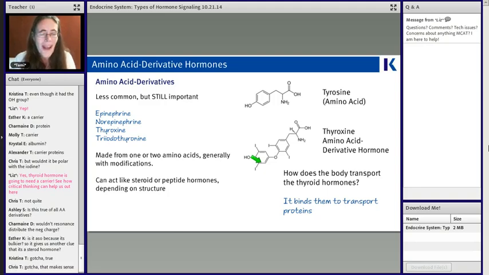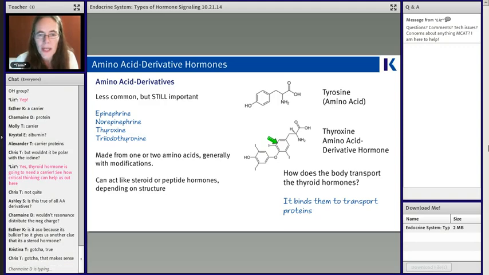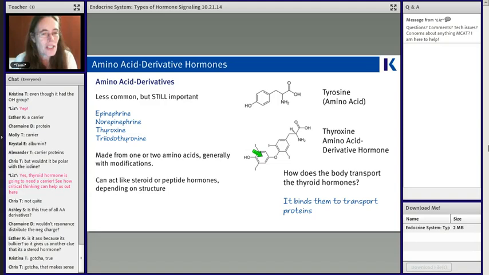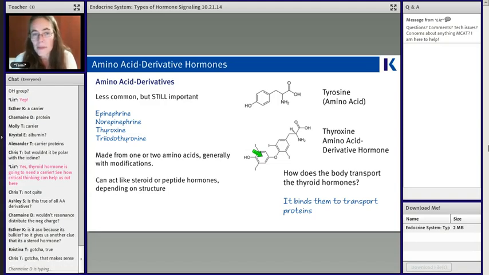Testosterone, when I asked you guys to look at it, the first thing you said is, wow, look at all of those aromatic rings. We have 2 nice big aromatic rings here. The only difference between thyroxine, which is T4, and T3 is the removal of 1 iodine. So because we've got these aromatic rings, because it's really not polar, we're going to be able to distribute that negative charge. This looks more like a steroid hormone.